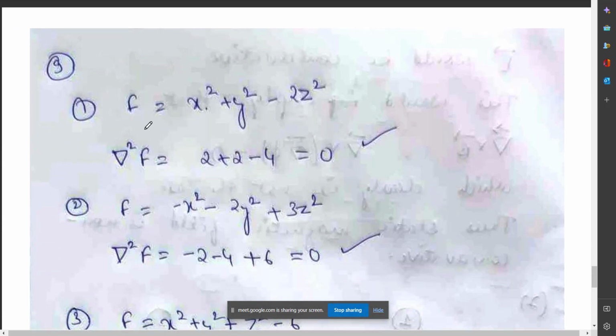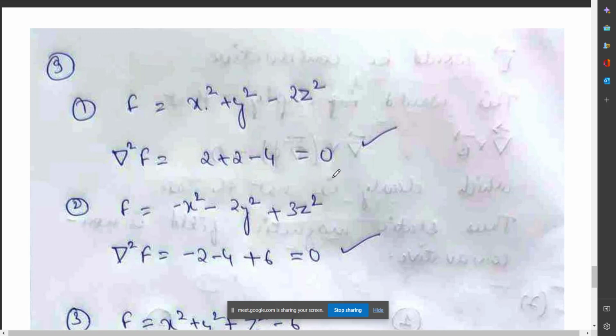First, f equals x square plus y square minus 2z square. Now let's double differentiate it partially. Then it will be 2 plus 2 minus 2 of z square, that is minus 4. Then 2 plus 2 minus 4 equals 0. Yes, it is satisfying Laplace's equation.